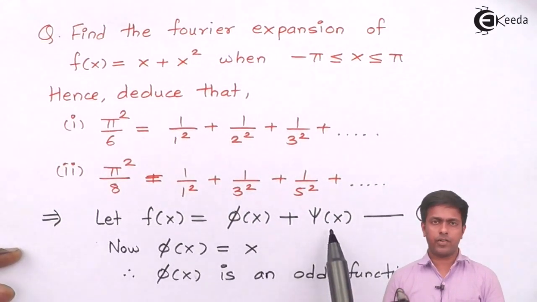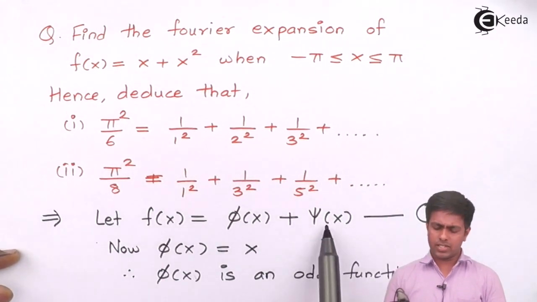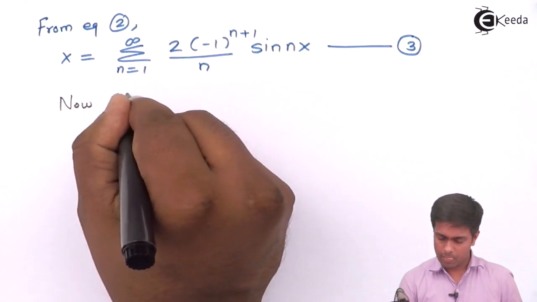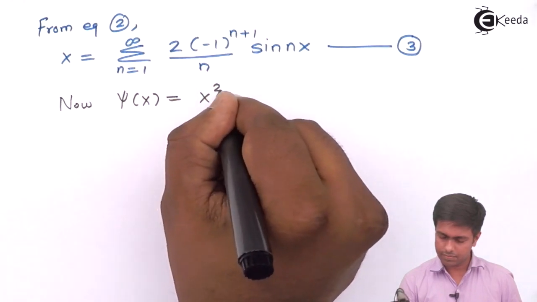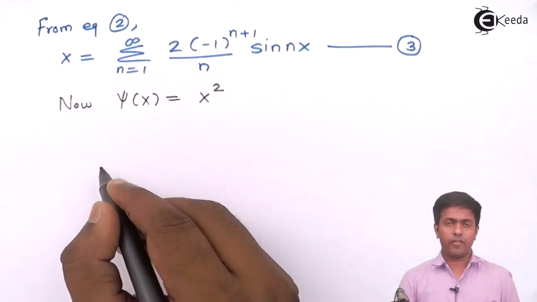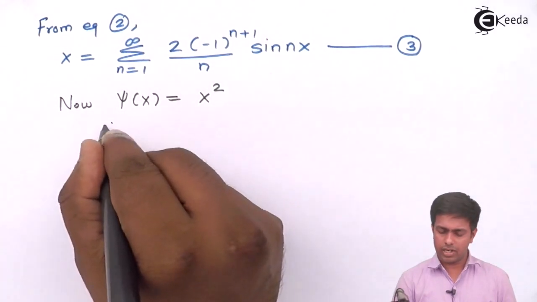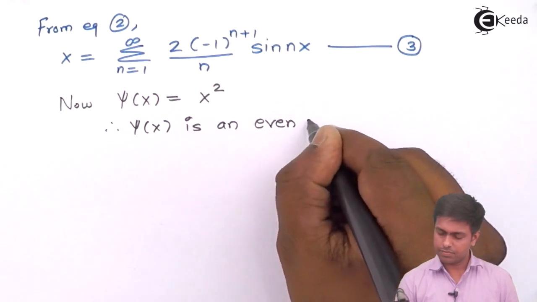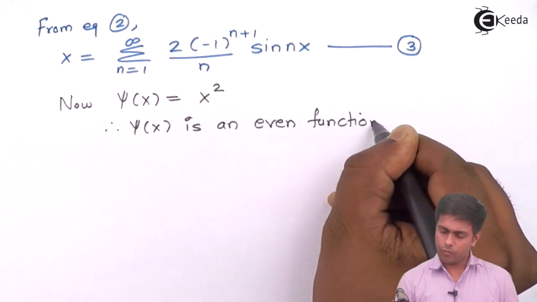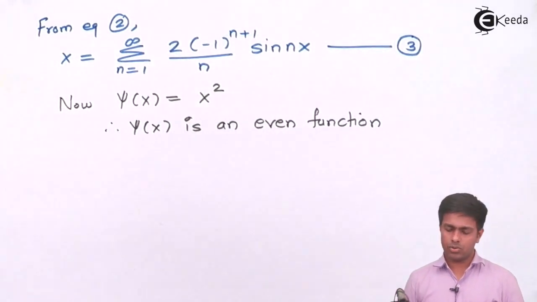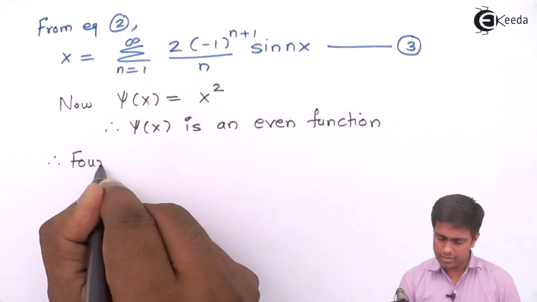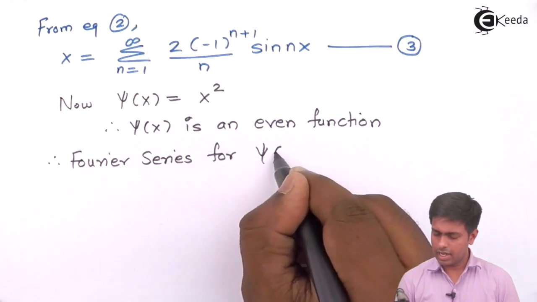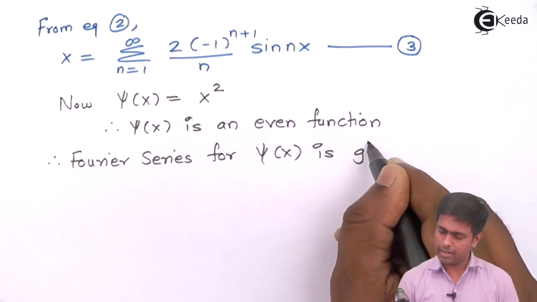Now let's move to the second function, which is psi of x. So psi of x is x square. So here you can figure out that psi of x is an even function. Therefore psi of x is an even function. So for an even function, the Bn is 0. So therefore the Fourier series for psi of x is given by.